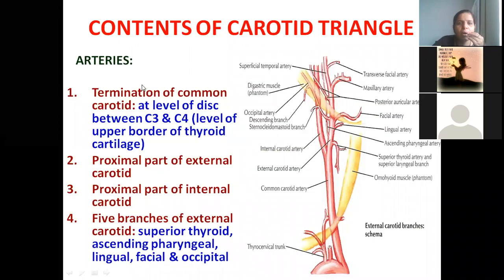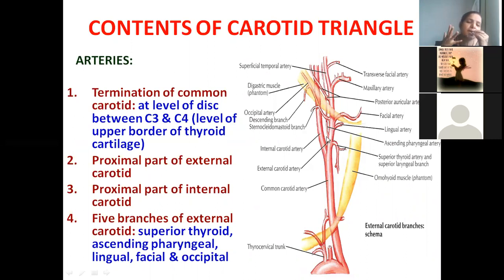Now see here, contents of carotid triangle. In the carotid triangle, we have the common carotid artery dividing into two. Outside we have the external carotid artery. Inside we will have the internal carotid artery. The external carotid artery divides and supplies the outside of the head and neck region. The internal carotid artery has no branches in the head and neck. It goes into the carotid canal to supply the brain.